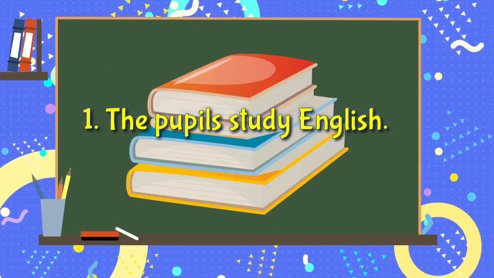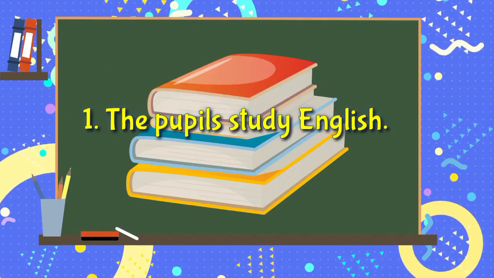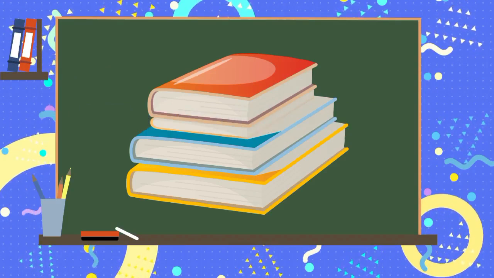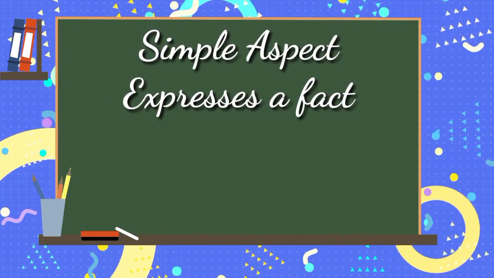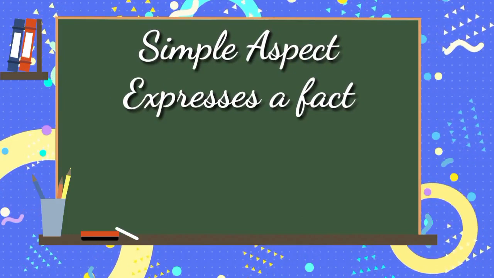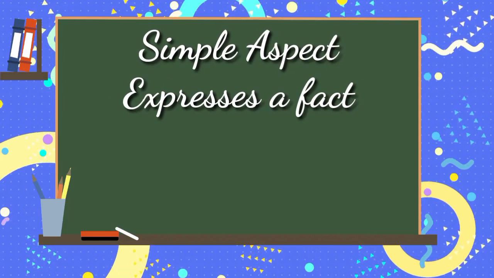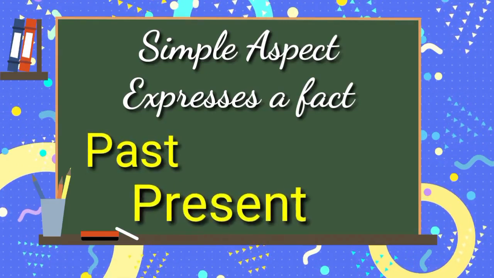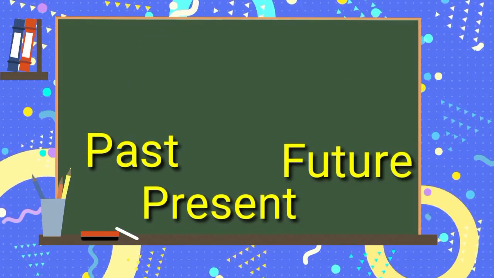In our sentences a while ago, what aspect of verb is used in number 1 sentence? Good job! It is a simple aspect. Simple aspect of verb expresses a fact. We have 3 simple tenses. These are the past, present, and future tense.